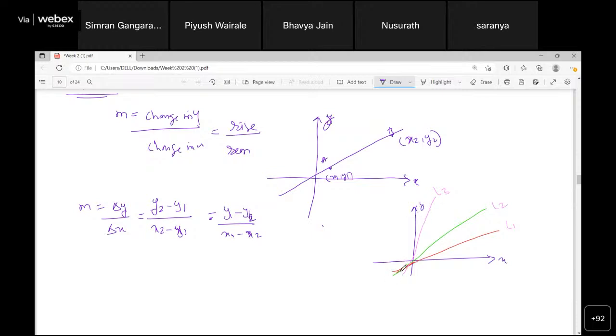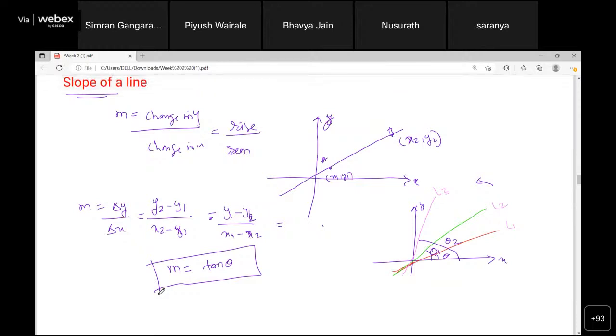And also, if I just move this particular line in the anti-clockwise direction, I'm changing the slope, right? So I can say my slope is equal to the tan of this particular value theta. In this case, this one is theta 1. In this case, it will be theta 2, right? So I can say that my slope m is equal to tan of theta, where theta is measured along the positive x-axis, right?